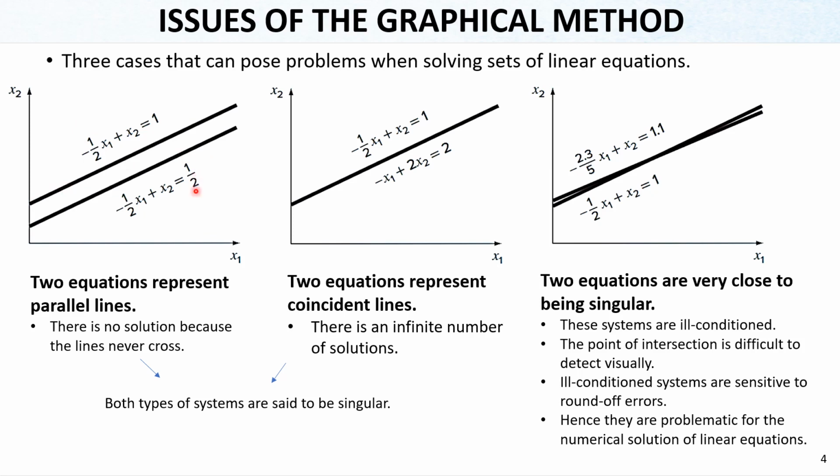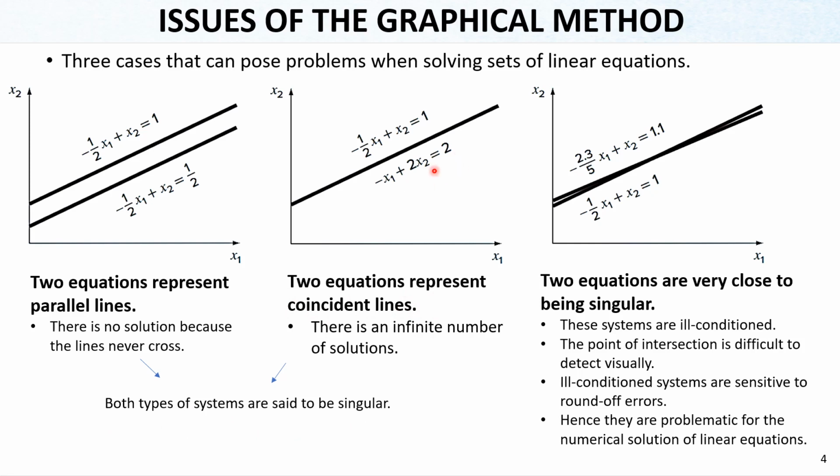Actually not the same, but the resulting value is different. Here it is the same, but this is 1 over 2, for example. They are parallel. Because we are checking the intersection of them, there is no solution here, because there is no intersection. There is no solution because the lines never cross. So this is called a singularity problem. The system is singular.